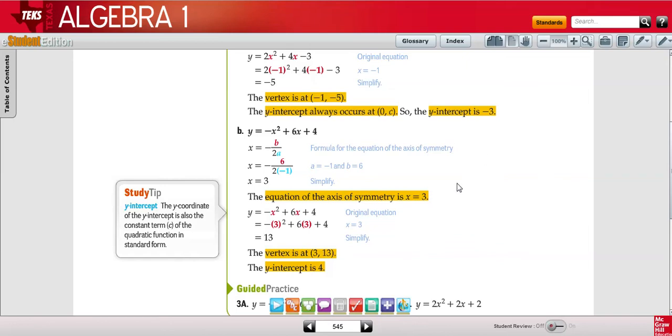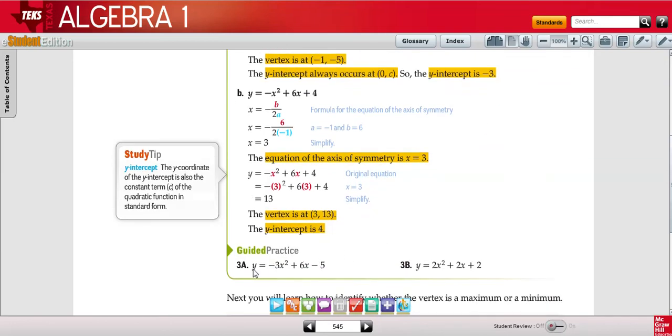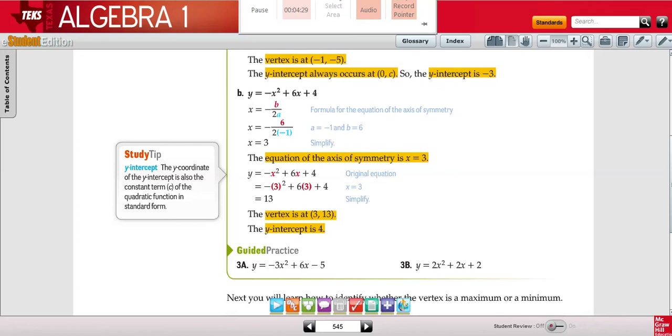Now, for the guided practice, I want you to answer these two questions, 3A and 3B, in your spiral. You should have copied these examples down on your Cornell notes, but the guided practice, make sure you complete in your spiral. Watch the next video for the next example.